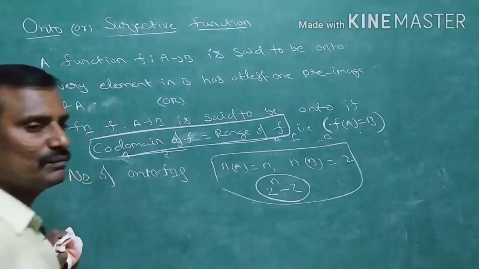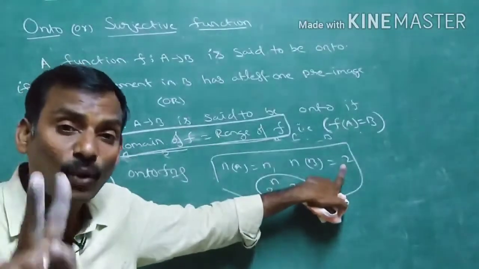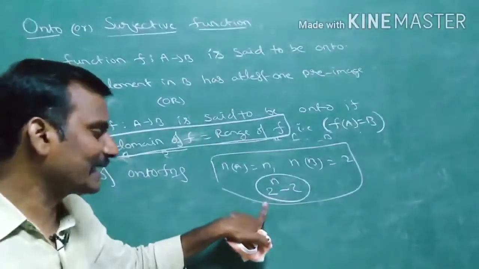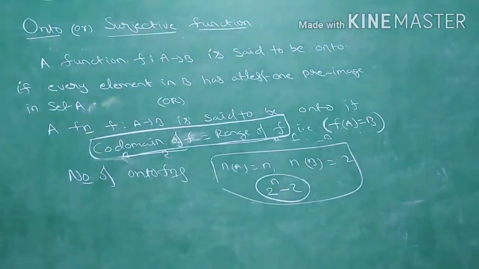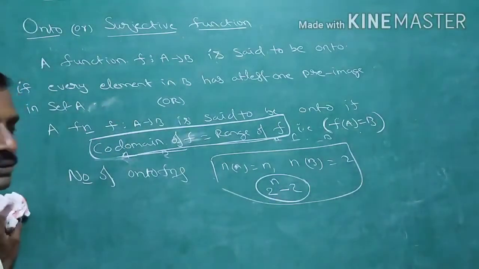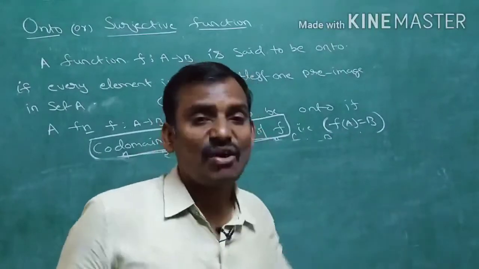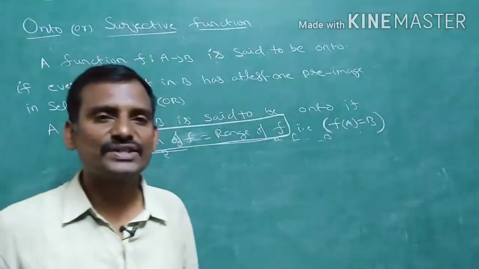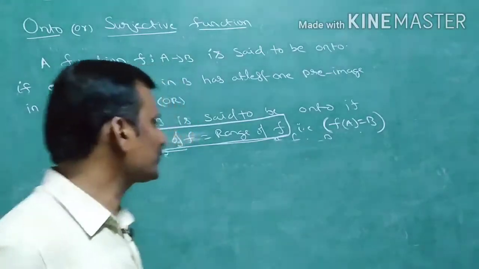So n of B is equal to 2, set B containing only 2 elements. At that time the number of onto functions is 2 power n minus 2. That is the formula for the number of onto functions. Next, a function which is not onto is called an into function.